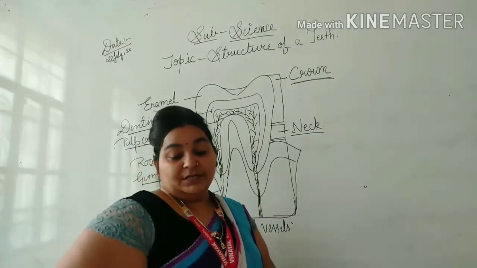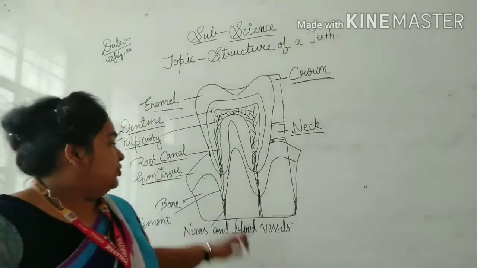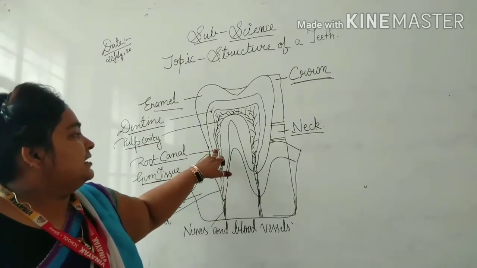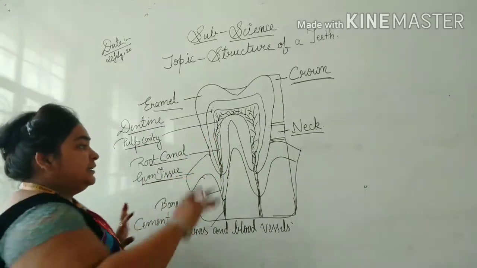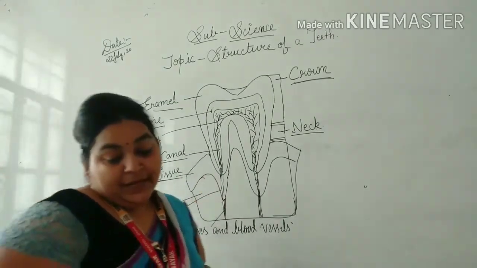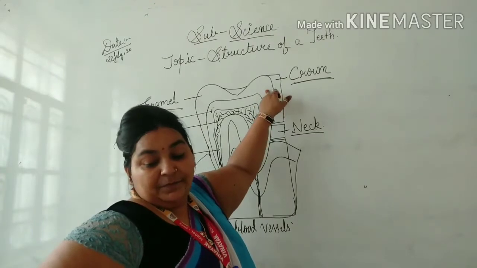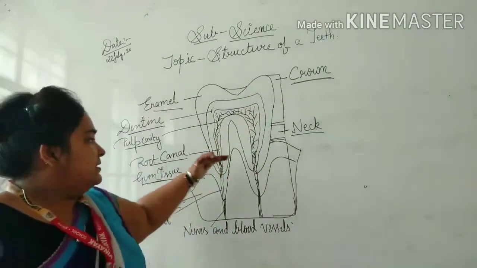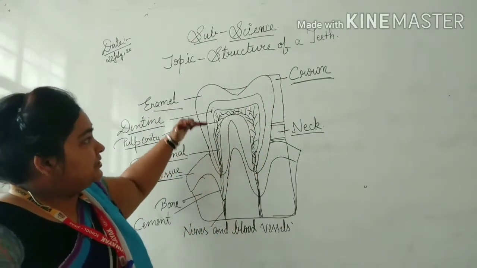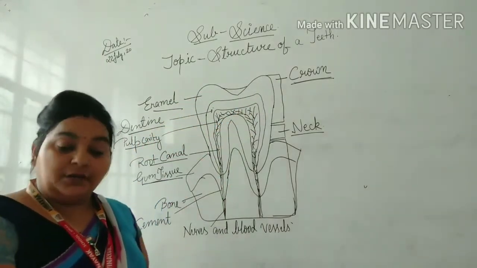So the first one is the root, the part of the tooth embedded in the jaw. See, you can see the root canal. So here it's embedded, the root is fixed at this point. Next is the crown, the top part of the tooth outside the gums. The portion of the tooth that is visible to us is what we call the crown.